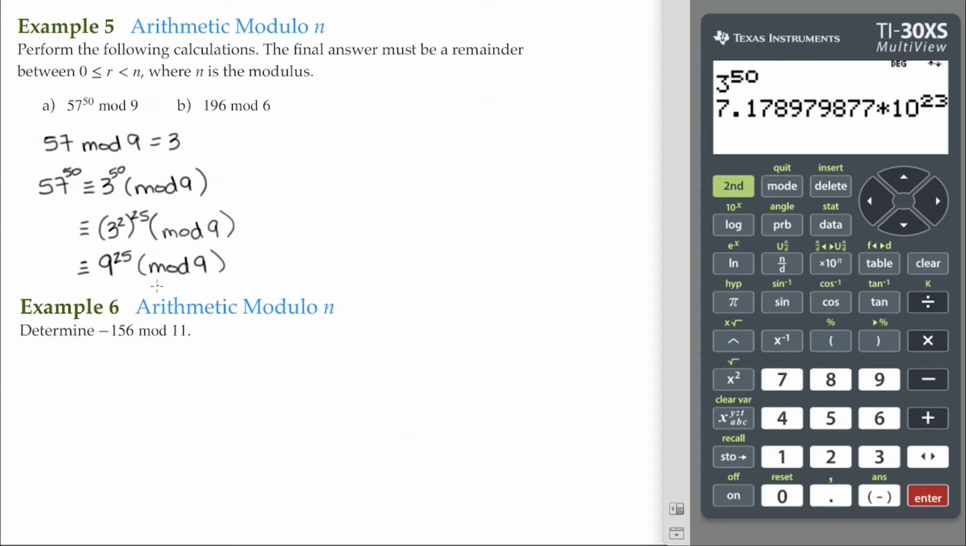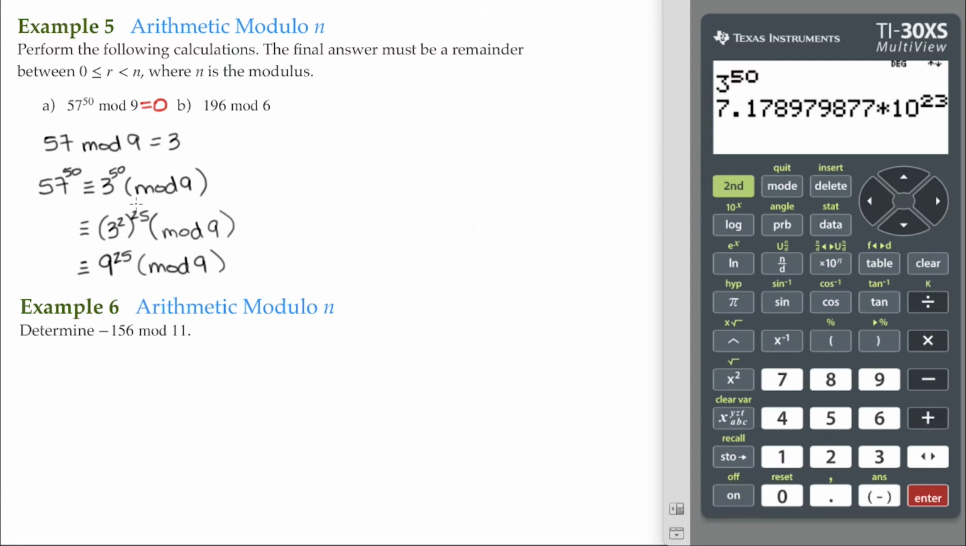So then I've got 9 going into 9, 9 going into 9, 9 going into 9. We do that 25 times, and 9 goes into 9 evenly. So 9 to the 25th power mod 9 will give us a remainder of 0. So 57 to the 50th power mod 9 is equal to 0. And we didn't even need our calculator. So if you recognize certain patterns, you can do some of this much more efficiently, and it's kind of fun to experiment with it.